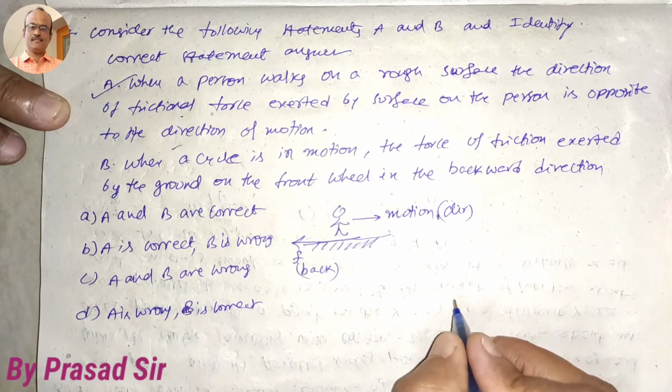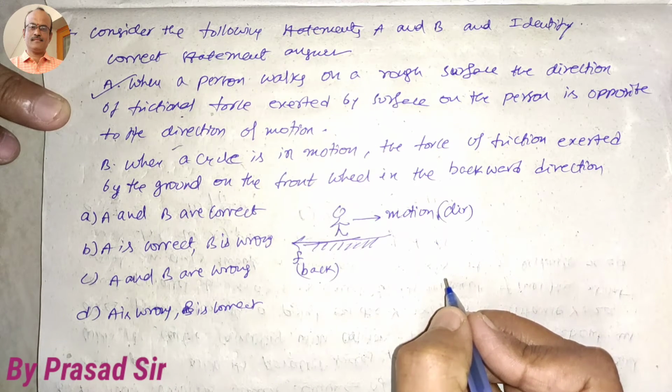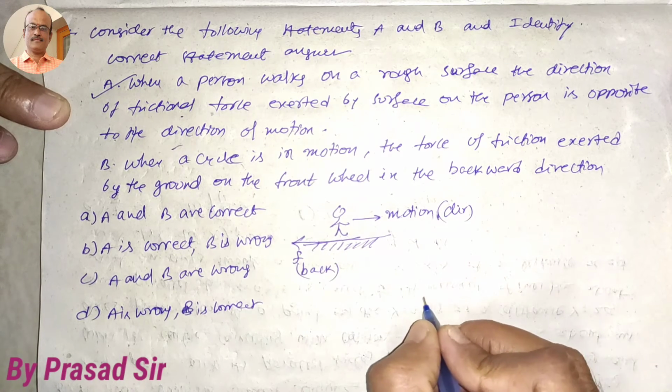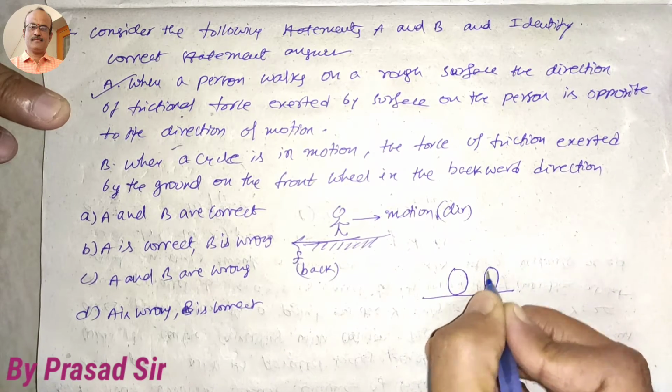Now taking B. When a cycle is in motion, the force of friction exerted by the ground on the front wheel is in the backward direction. Is it right or wrong? Let us consider, here there is a bicycle.